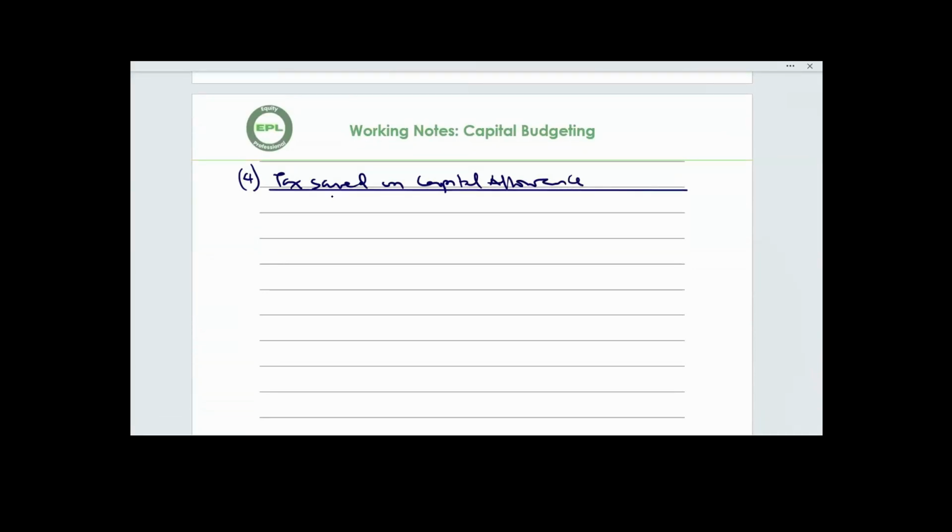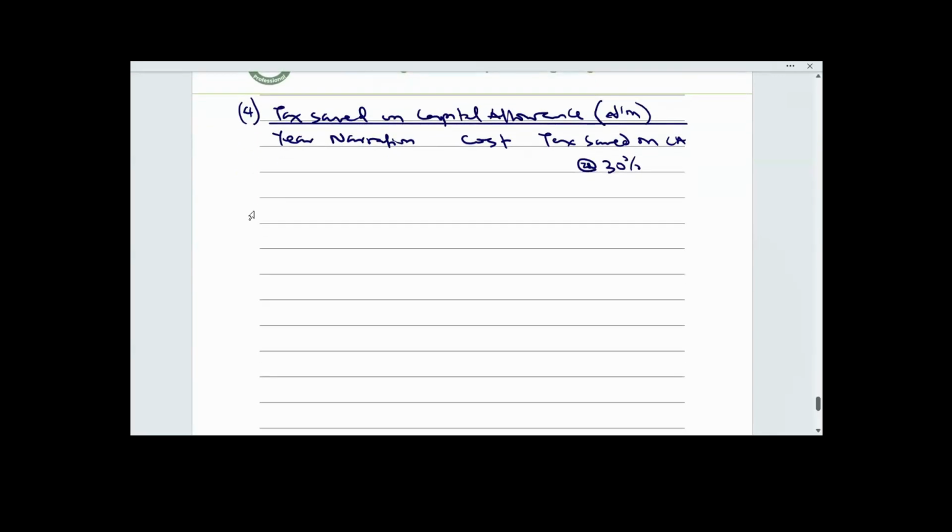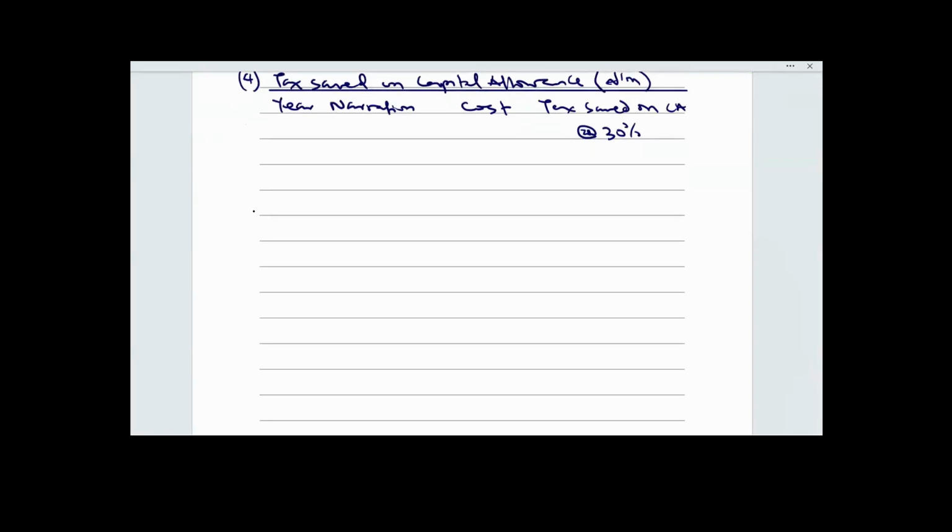To do this, you use this format, starting from, of course, create a column for year, narration, the cost of the assets, then tax saved on capital allowance. Company tax rate is 30%. Our figures are in millions. If you want to restrict your numbers to thousands, just be consistent. Okay? So we have year 0.